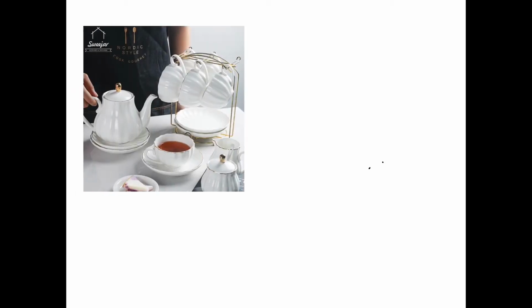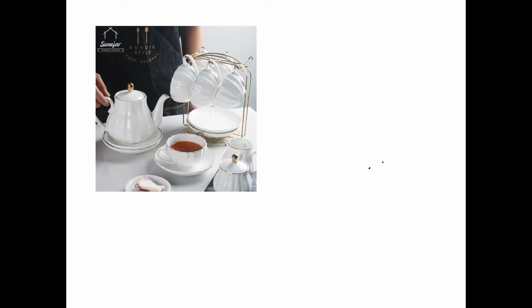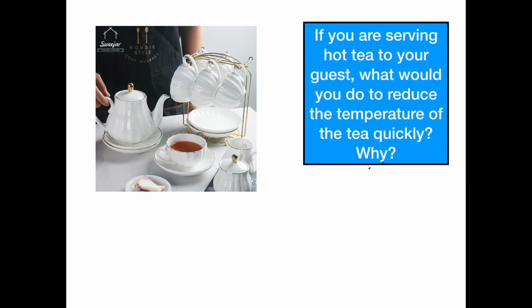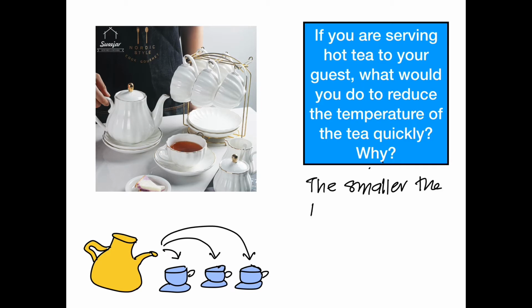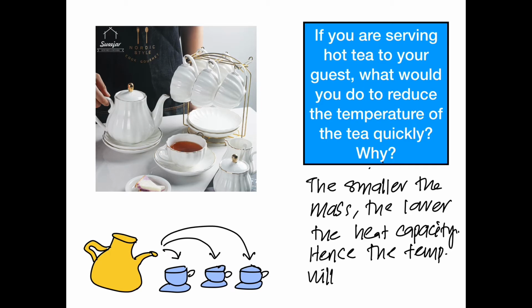Let's take a look at this example. Pada satu petang, kamu nak menghidangkan air teh kepada tetamu yang hadir. If you are serving hot tea to your guests, what would you do to reduce the temperature of the tea quickly and why? Okey, sudah pastilah jawapannya adalah dengan cara kita menuangkan kesemua air teh ke dalam cawan yang lebih kecil. Why? The smaller the mass, the lower the heat capacity. Hence, the temperature will reduce faster.